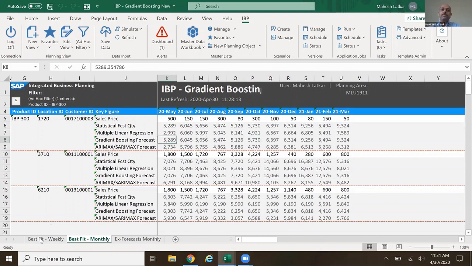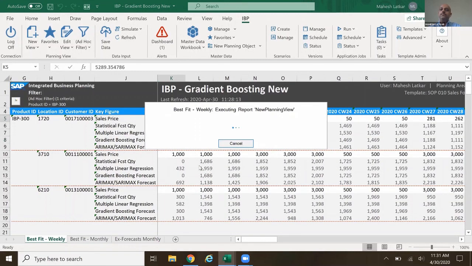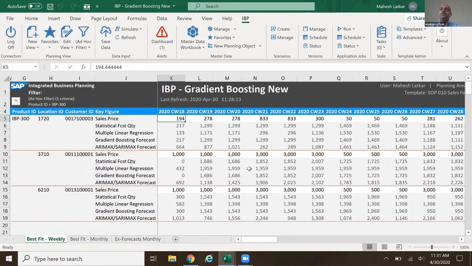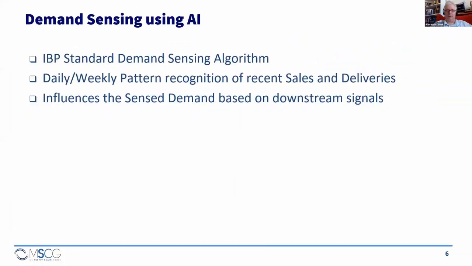And the third tab is, data is stored in weekly buckets in calendar weeks or technical weeks. You can always aggregate at monthly level or quarterly level, but here this data is stored in weekly buckets. Okay, very good. That was a good demonstration of demand planning using AI.